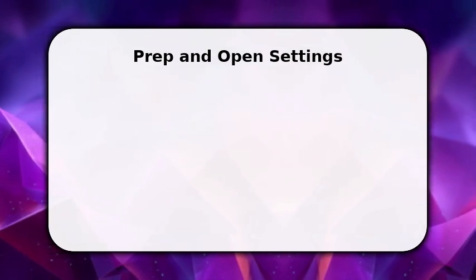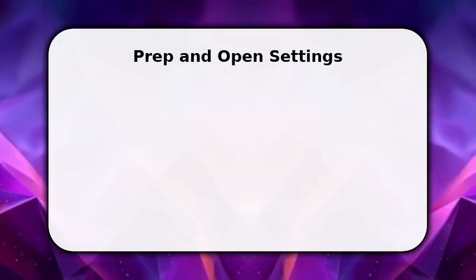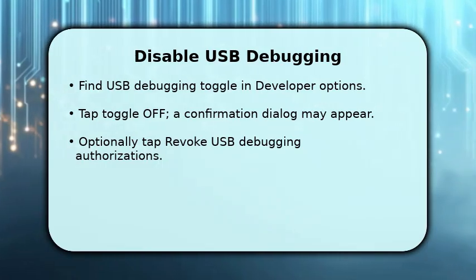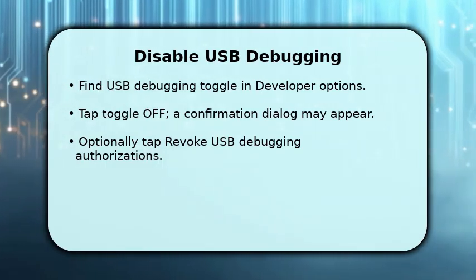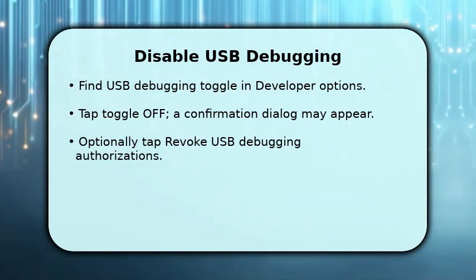Now you'll flip the USB debugging toggle off. This removes ADB access from connected computers. Tap the switch labeled USB debugging, and when a confirmation dialog appears, confirm that you want to disable it so the phone stops accepting debugging connections.